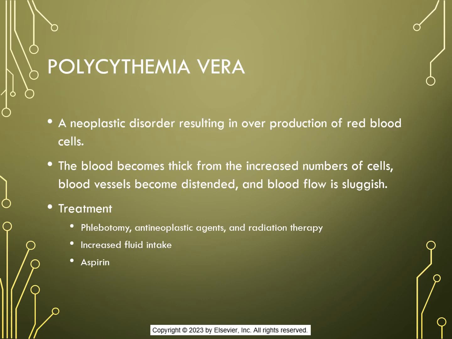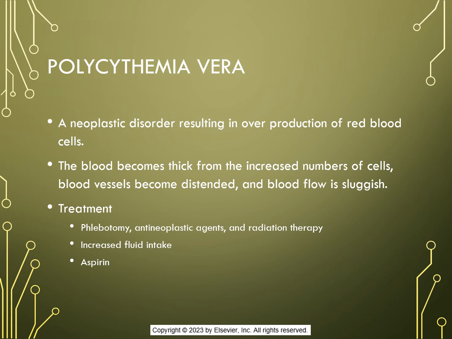Polycythemia vera is a neoplastic disorder resulting in the overproduction of red blood cells. The major cause of polycythemia vera is a mutation in the JAK2 gene. This is a protein switch that tells the cells to grow. This condition is not hereditary. The blood will become thick due to the increased numbers of cells. Blood vessels become distended, and blood flow is sluggish. There is a tendency to develop blood clots.